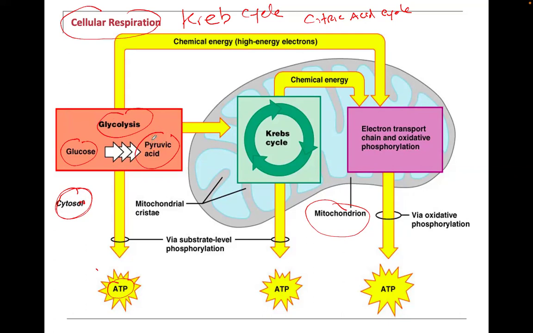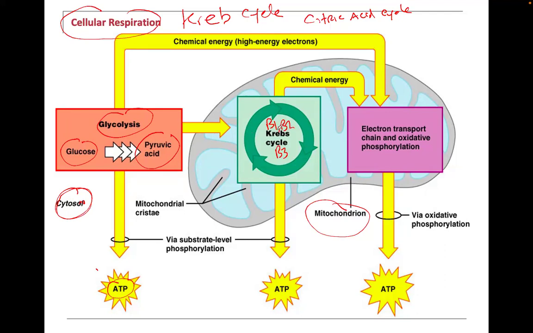What we get from this pyruvic acid, the pyruvic acid can enter into the mitochondria for the Krebs cycle. And the Krebs cycle can make some energy. The Krebs cycle needs B1, B2, B3. It needs your B vitamins for this to work.